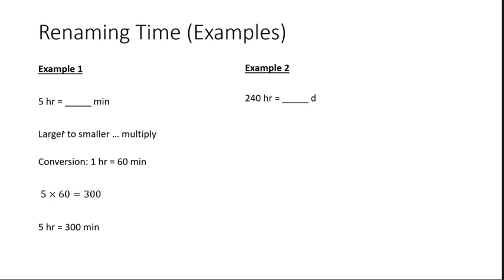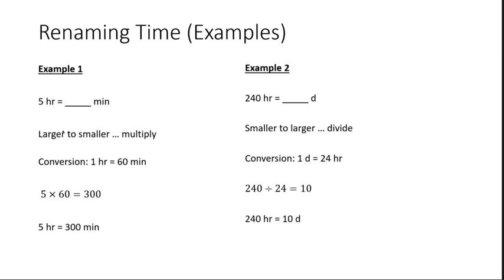Here's another example. We have 240 hours equals how many days? So here, hours are smaller than days. So we're going from smaller to larger, which means we need to divide. And realize that one day has 24 hours. So we divide 240 by 24, and that gives you 10. So 240 hours would equal 10 days.